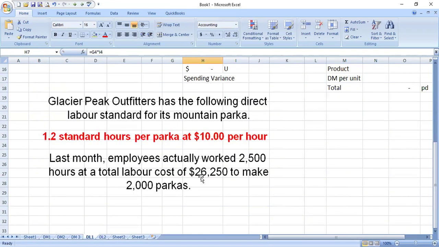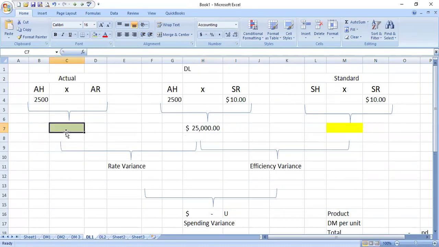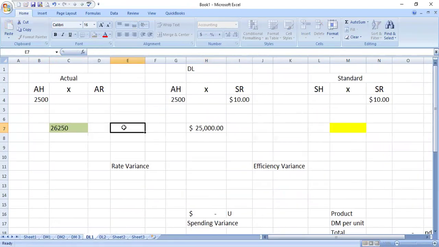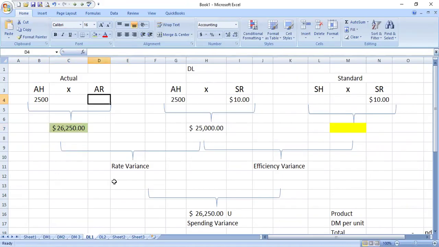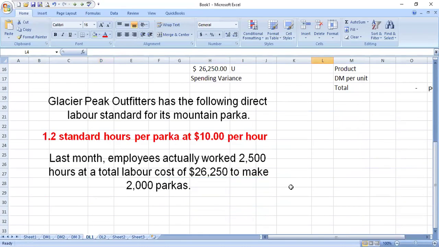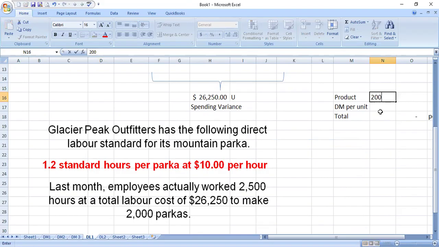What else do I know? My actual cost. My total actual cost for direct labor was 26,250. Once I have my actual cost, I can calculate my actual rate, which will be the cost divided by total hours. So my rate is $10.50. And the last thing left is to get my standard hours. How can I get that one? Once I see how many products I produced. I produced 2,000 products.